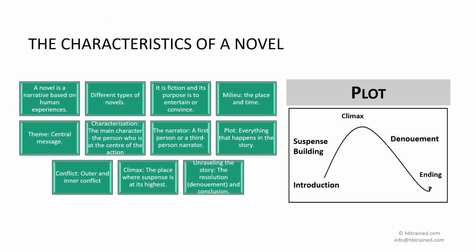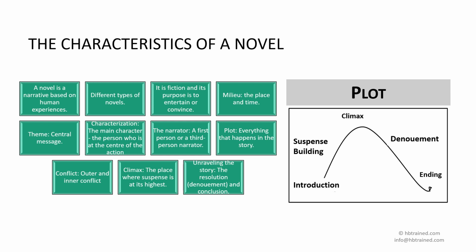The characteristics of a novel. A novel is a narrative based on human experiences. Different types of novels. It is fiction and its purpose is to entertain or convince. Milieu, the place and time. Theme is the central message. Characterization, the main character, the person who is at the center of the action. The narrator is a first person or a third person narrator.